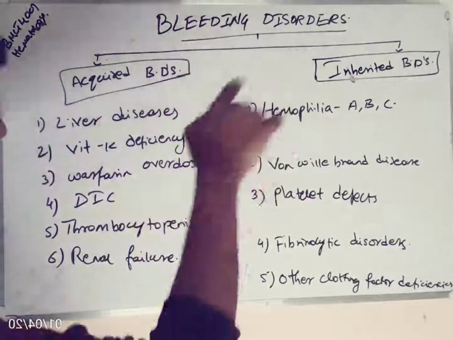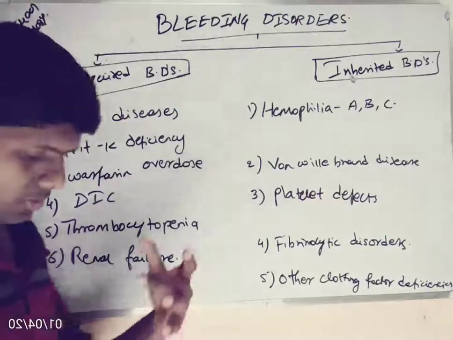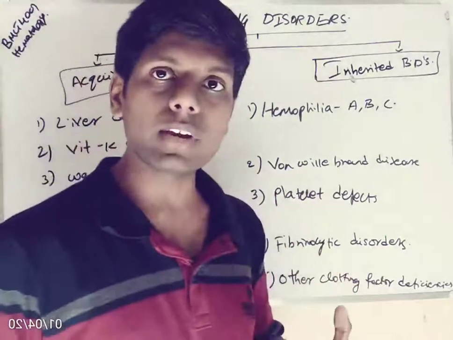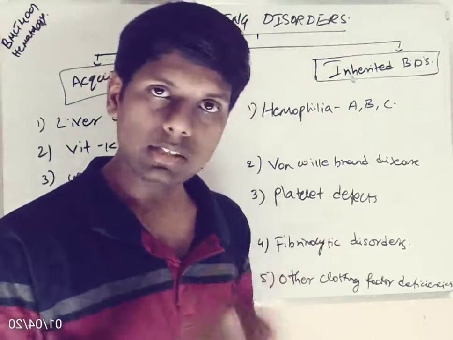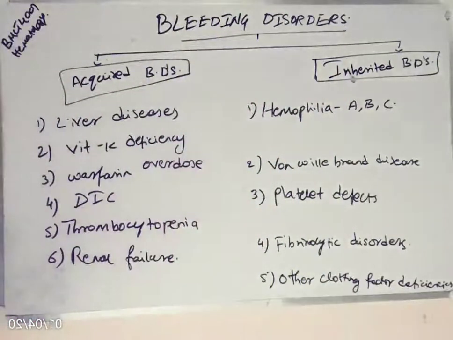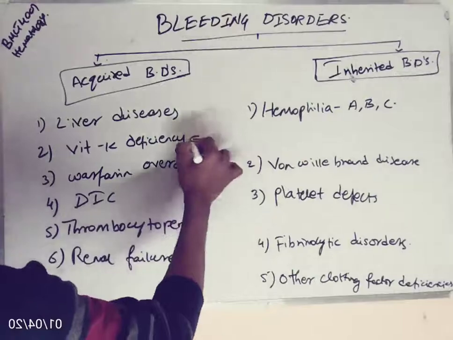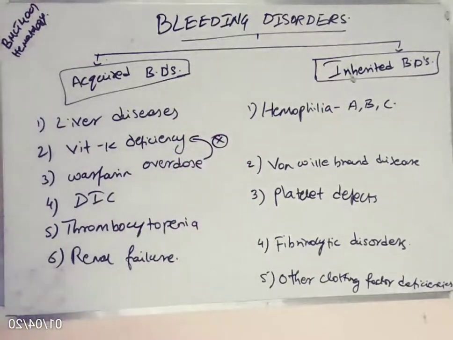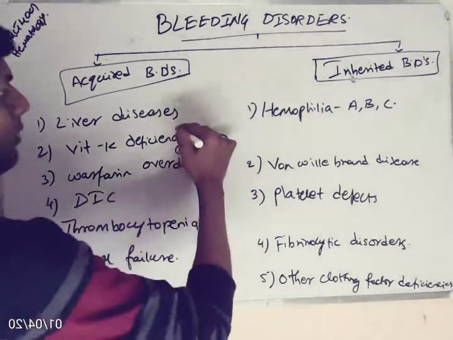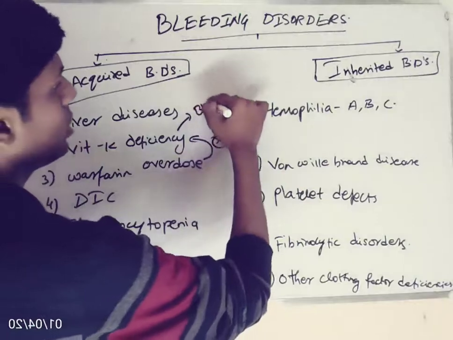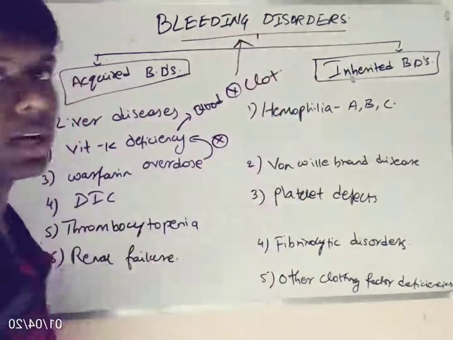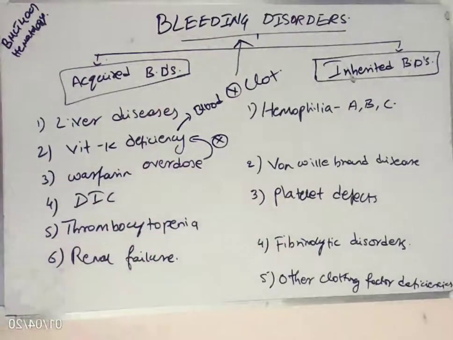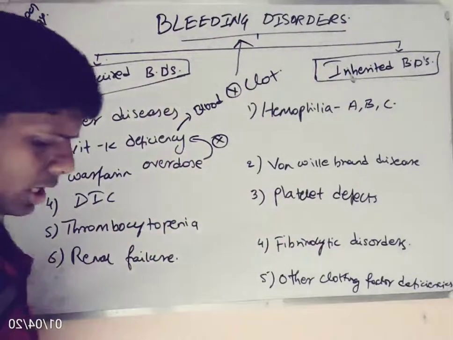But it can also cause bleeding. How? If the patient is given excessive warfarin, that warfarin will prevent clotting of the blood completely. If blood is not clotting, the patient will develop a bleeding disorder. So excessive warfarin will inhibit vitamin K activity. Without vitamin K, blood won't clot. If the blood is not clotting, it will keep on bleeding. So that is warfarin overdose. Then disseminated intravascular coagulation.